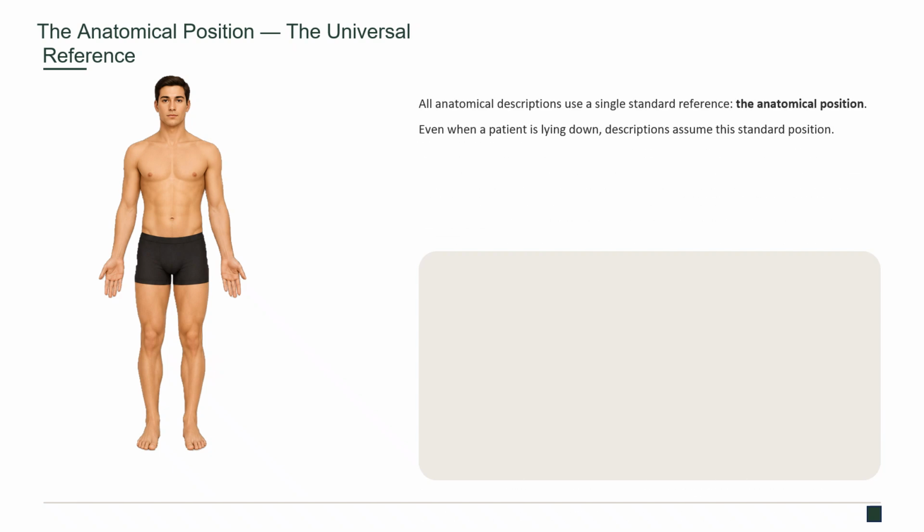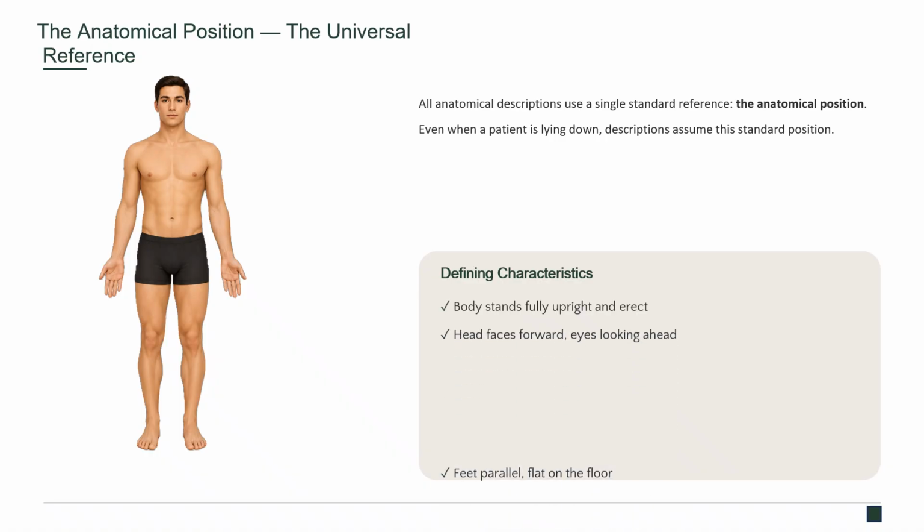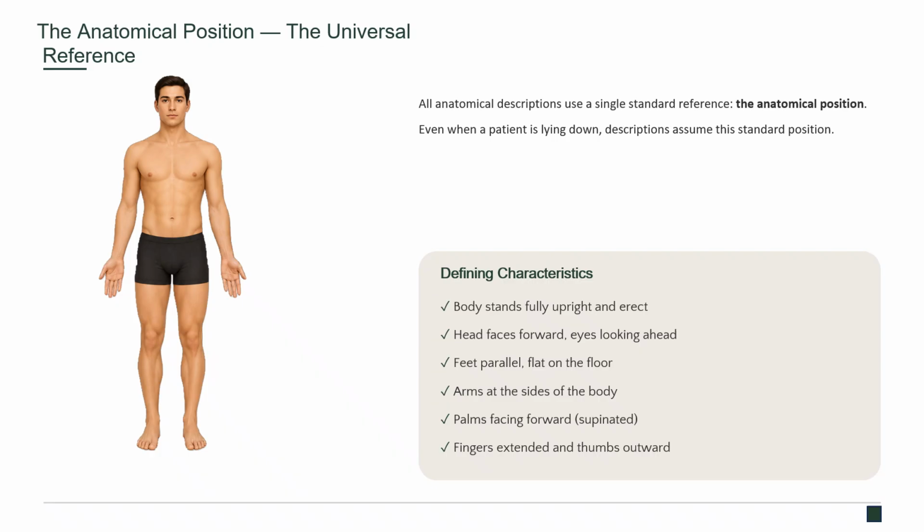You can see that first of all, the body stands fully upright and erect. What else? The head faces forward and eyes are looking ahead. The feet are parallel and flat on the floor. Arms are by the side of the body and the palms are facing forward. Later we'll get to talk more about this. Also, the fingers are extended and the thumbs are outward. So this is the standard reference to which all anatomical descriptions are made.